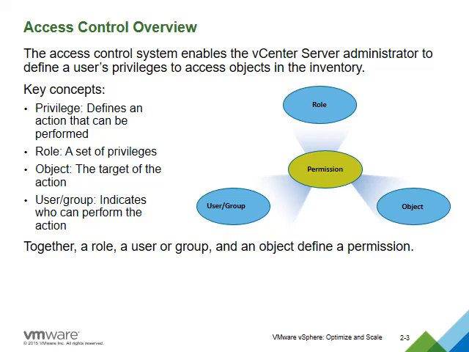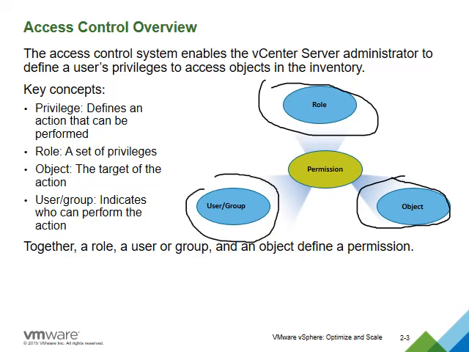You have your privilege, which defines an action that can be performed. You have a role, which is a set of privileges. You have your object, which is the target of the action. And then you have your users and groups, which indicate who can perform what action. Together, a role, a user or group, and an object define a permission.